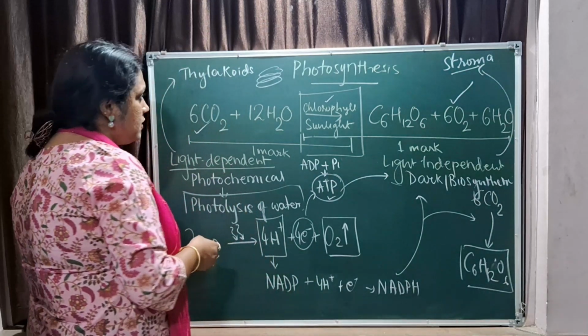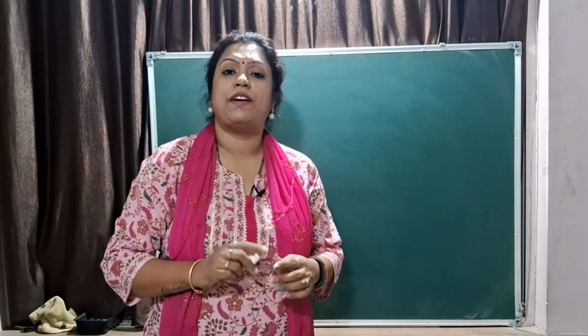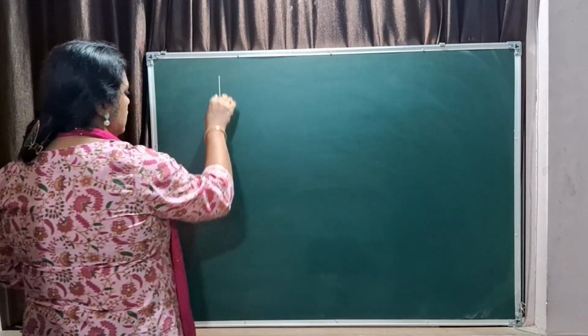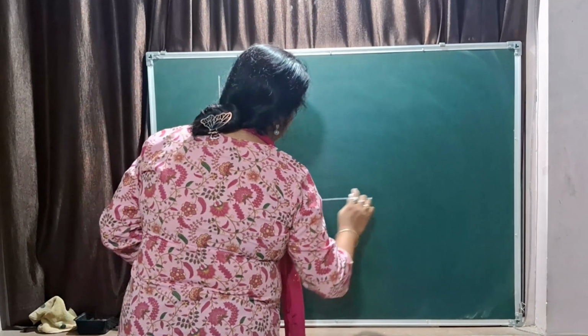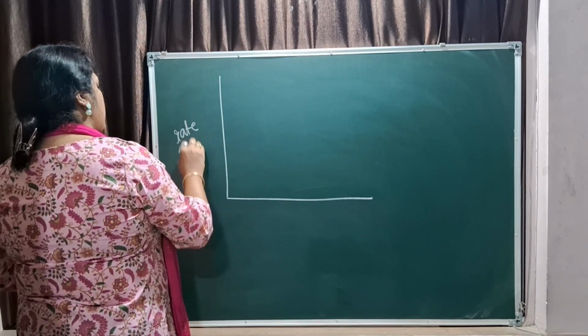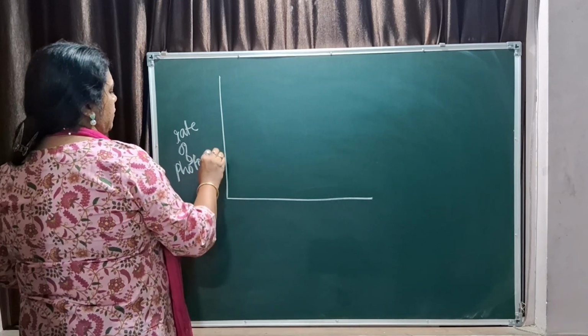Anything that you have not understood? Next are the factors affecting photosynthesis. Give me a moment, I will rub the board. For factors affecting photosynthesis, you have to have a graph. Here you have the rate of photosynthesis, and here you have the factors.